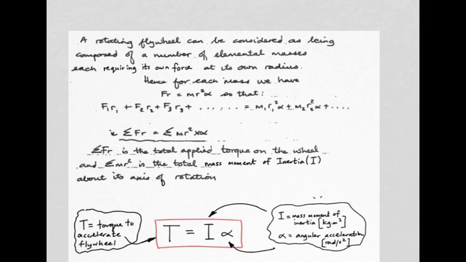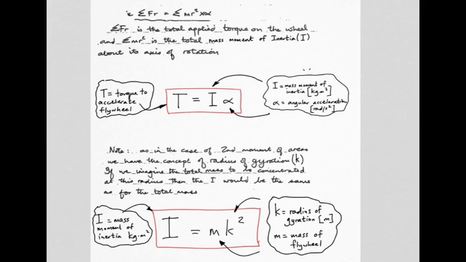I is this new quantity which we're learning about today, the mass moment of inertia. Notice its units are kilograms meters squared, and alpha is angular acceleration measured in radians per second squared. This is what we need to take forward from here. You'll recall from second moment of area we had this concept of radius of gyration, and it also applies here.